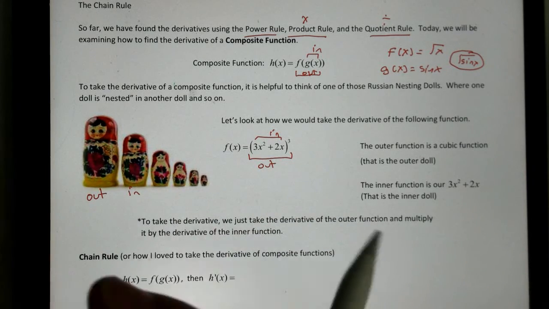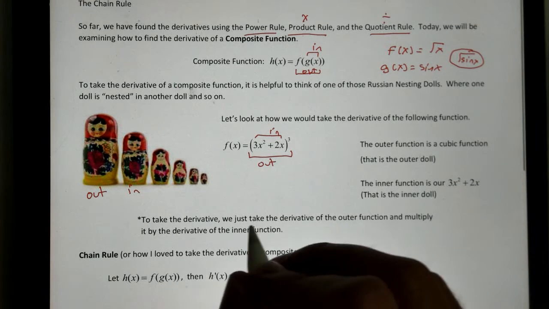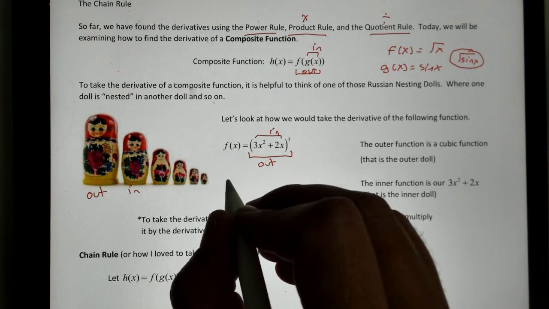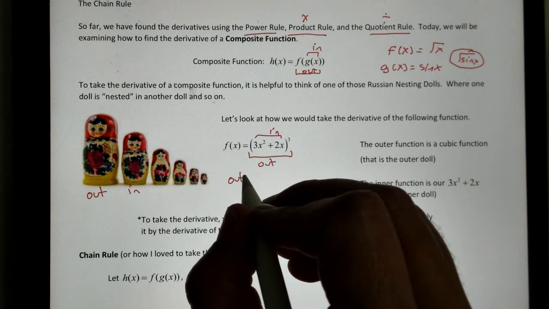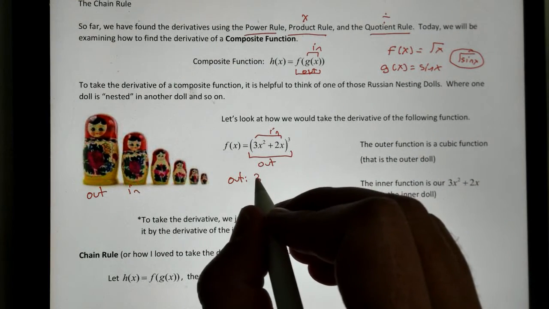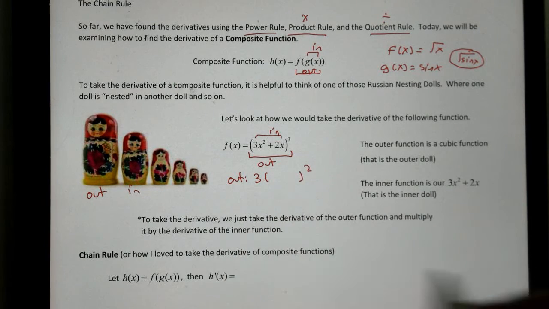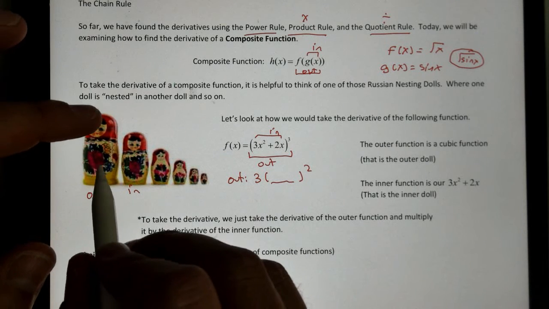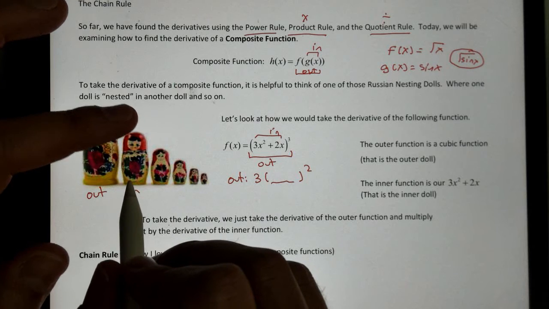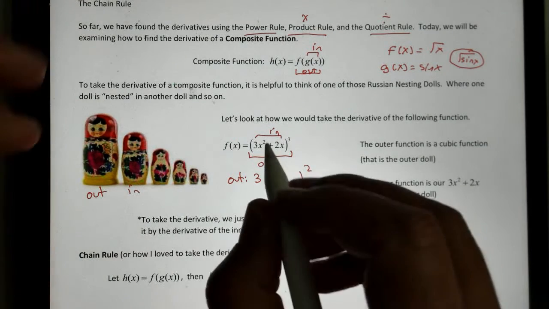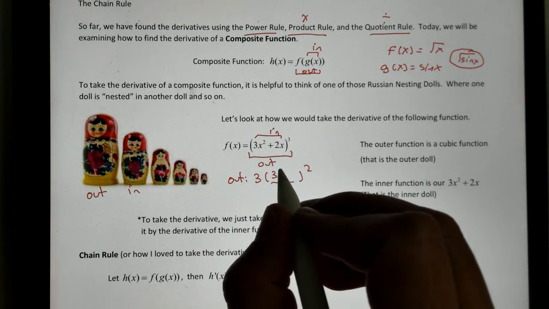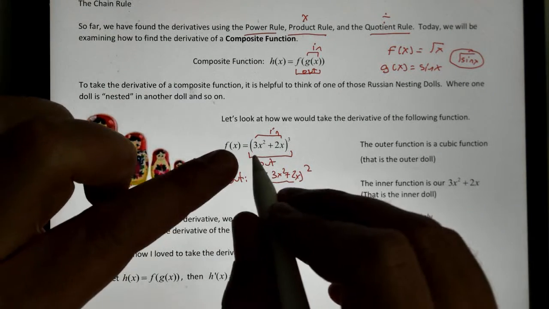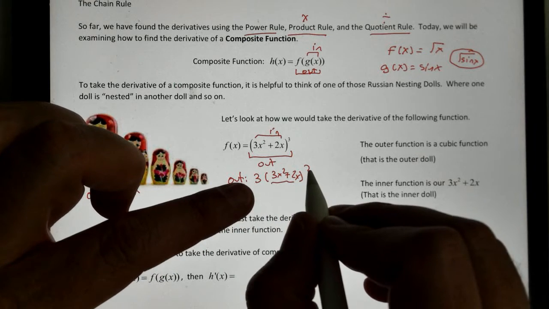So in order to take the derivative of this, we're going to look at the derivative of the outer function. That becomes 3, something squared. That's just my power rule. But we're not changing the inside. Just like the nesting doll, if I'm only looking at the outside doll here, there are still other dolls inside of that doll. So this 3x squared plus 2x is still inside my outside function when I take the derivative.